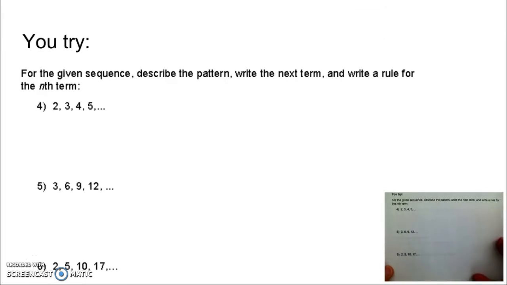So a chance now for you to try. Let's do a couple of these, one of them at least together, and then you can try the next two with the video paused and come back to check your answers.